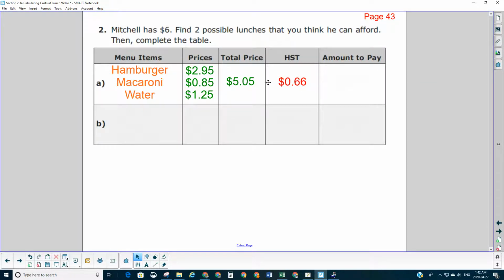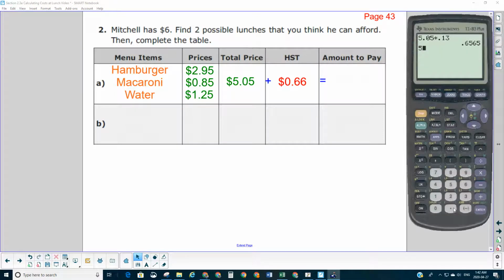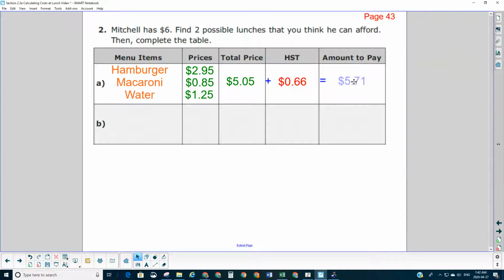Add this 66 plus the $5.05. So 5.05 plus the HST of 0.66, and we get a cost of $5.71. And he's got enough to pay for it because he's got $6.